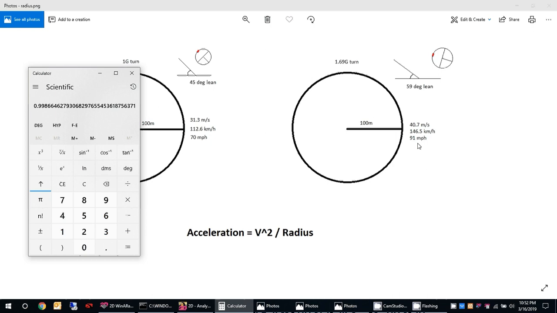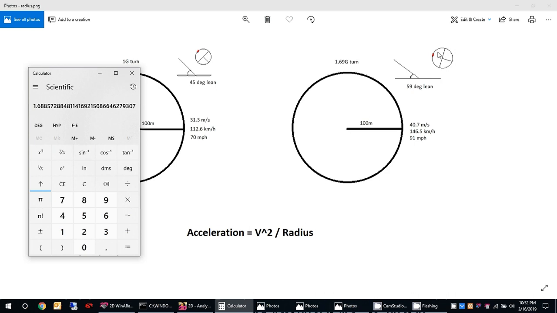And let's do the calculations. 91 miles an hour is 40.7 meters per second. So 40.7 squared, times 40.7, divided by 100 meters, divided by 9.81, which is the acceleration of gravity, is 1.688. So that's a 1.69 G turn, which equates to a 59-degree lean angle.